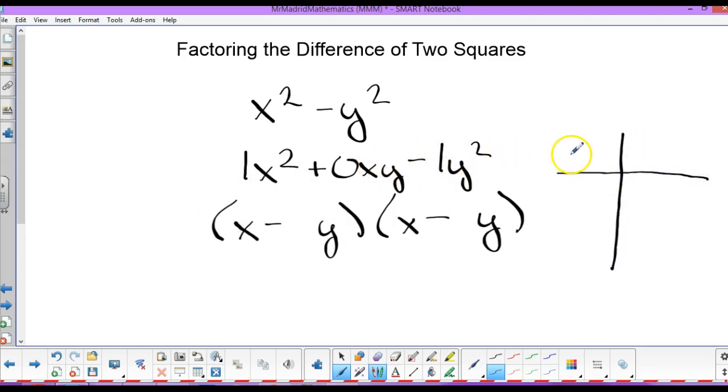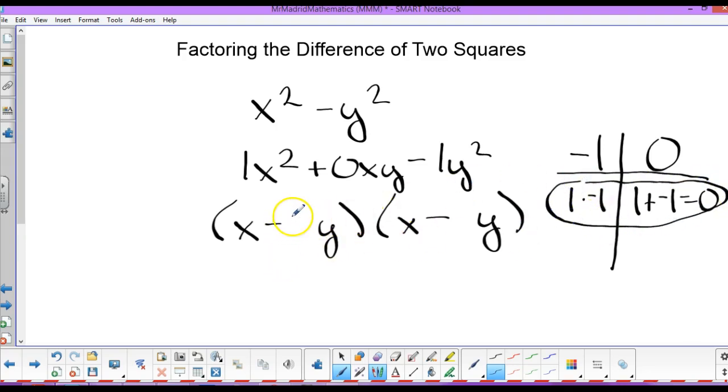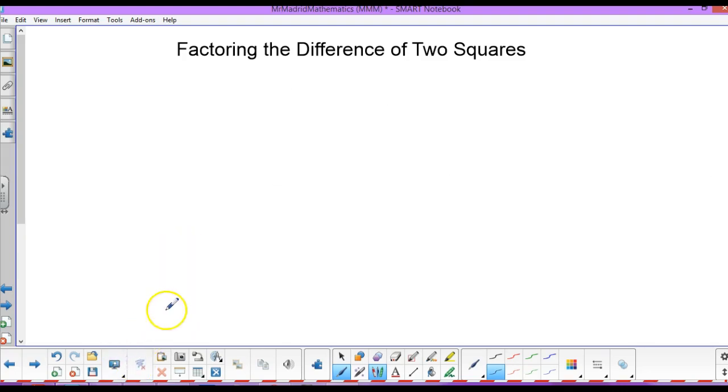So now I'm going to go ahead and continue, and I'm going to put the negative 1 here and the 0 back there. So two numbers that multiply to give me negative 1. So 1 times negative 1 gives me negative 1, and 1 plus negative 1 gives me 0. So this apparently is my winning combination. So I'll just toss them in here. Plus 1 and negative 1.